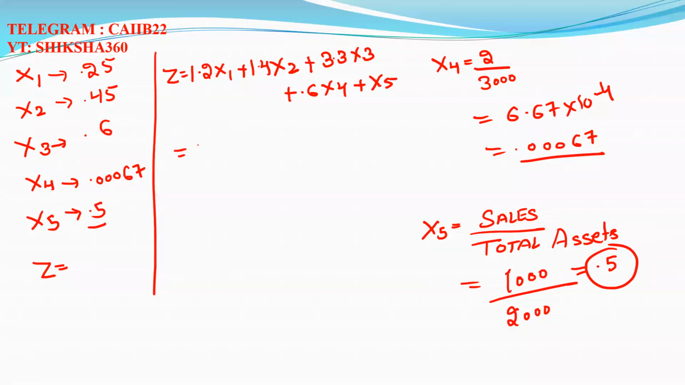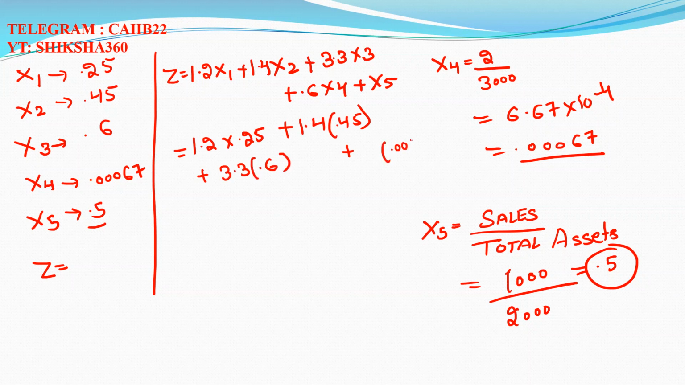So 1.2 into 0.25 plus 1.4 into 0.45 plus 3.3 into 0.6 plus 0.00067 into 0.6. Last one is X5, that is 0.5.